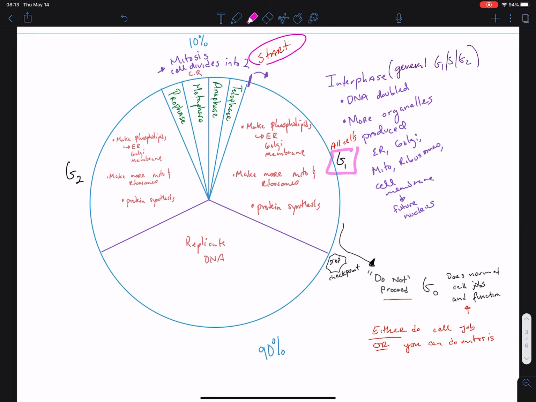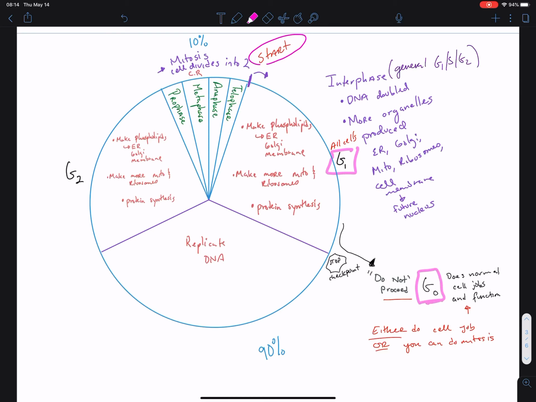In that stage, you're essentially just making more organelles and more of the structures within the cell. At that point, you're going to go through that really important checkpoint. And that checkpoint is, are you healthy? Are you ready and prepared to undergo mitosis? And do we need you to undergo mitosis? And if the answer is no, which it almost always is, you go to G0.